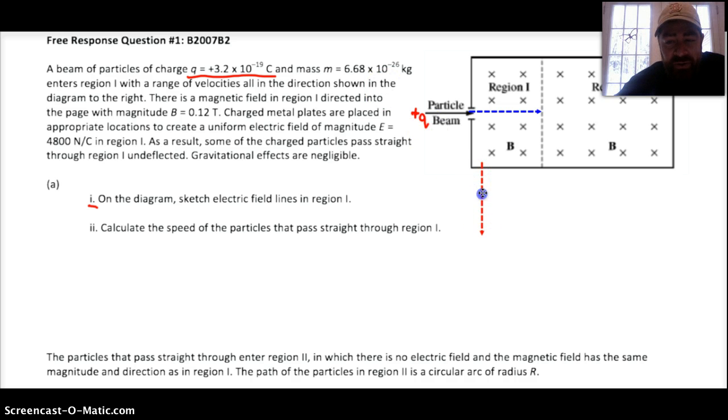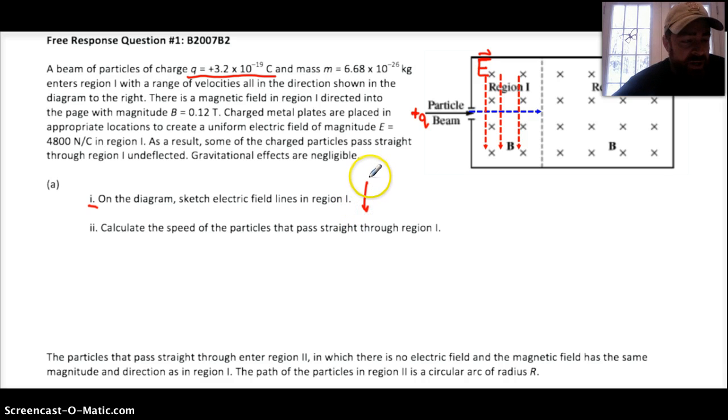So again, the direction of the magnetic force is up. The electric field force, on the other hand, must be directed downward if it in fact remains undeflected through region number 1. So I've gone ahead and sketched that in. I'm going to label that electric field. It is a vector, so I need its vector hat. So the electric field is directed downward on the paper.